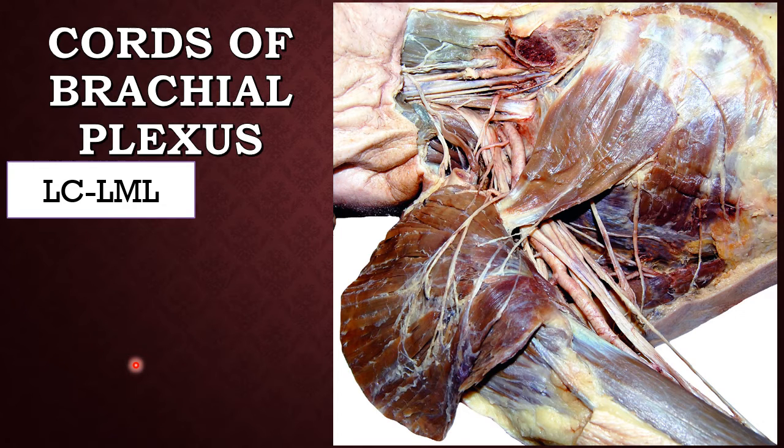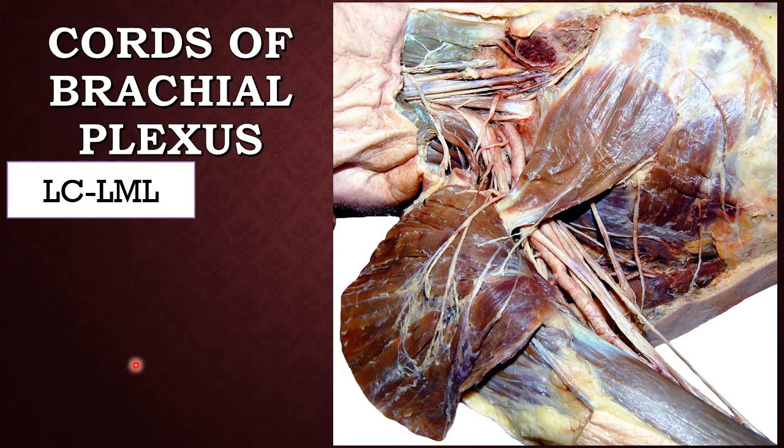Coming to the cords of the brachial plexus, I am going to show you the three cords of the brachial plexus and the branches of the brachial plexus. In this class, we are going to identify only the three cords in the axilla and their branches, how to identify the cords and how to identify the branches of each and every cord in the axilla. In the next class, we are going to see how the branches extend into the arm, the forearm and the hand.